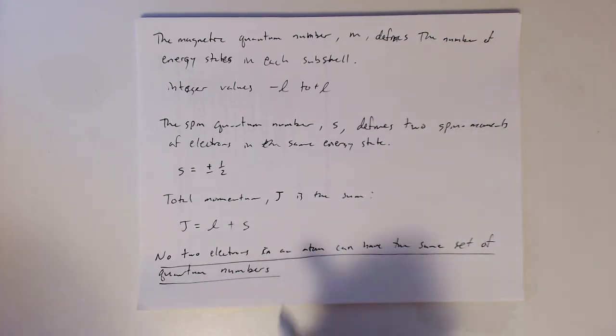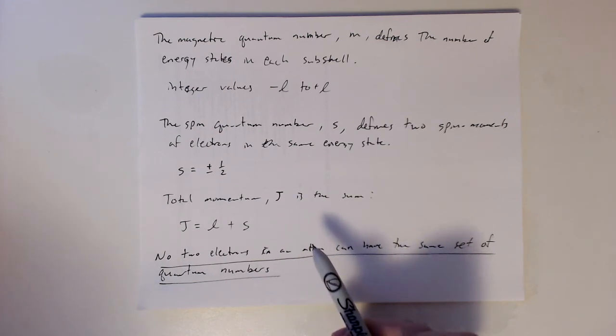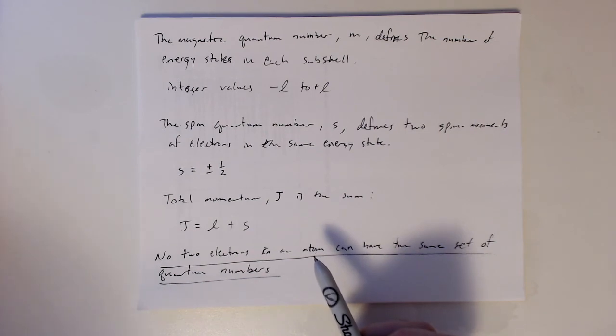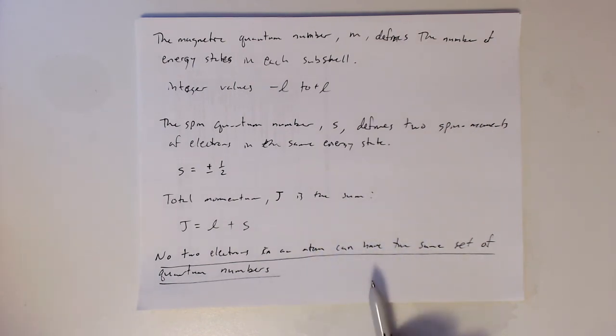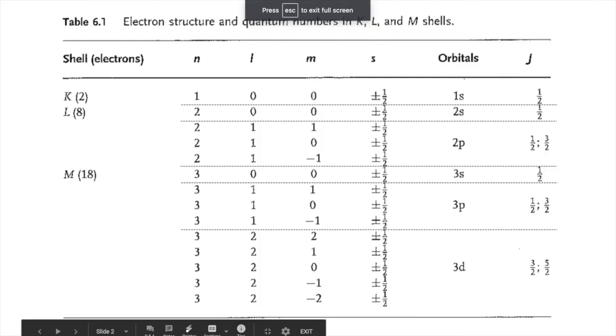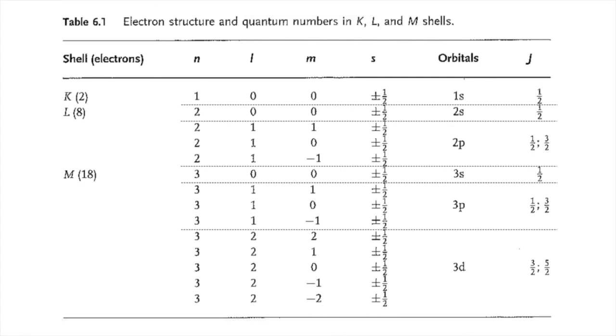All right, so I'm going to switch over here and show you various electrons defined in each shell, and we're going to look at those orbitals, and it's also going to give you the J value for those electrons as well. Okay, so this is table 6.1 in our textbook again, and this gives the quantum numbers for various electrons in the K, L, and M shells.